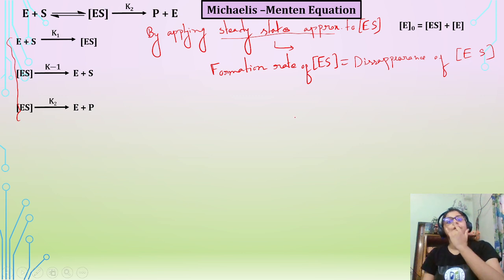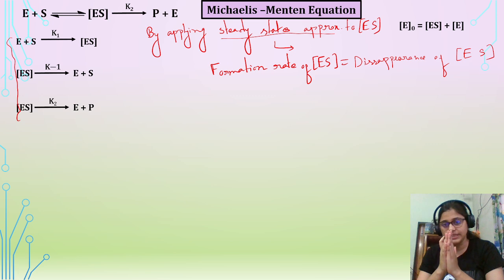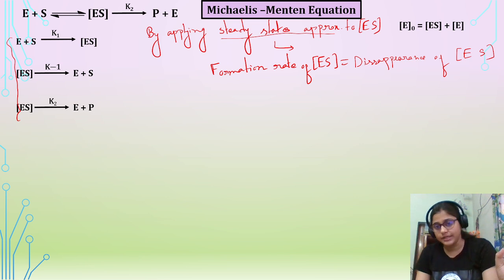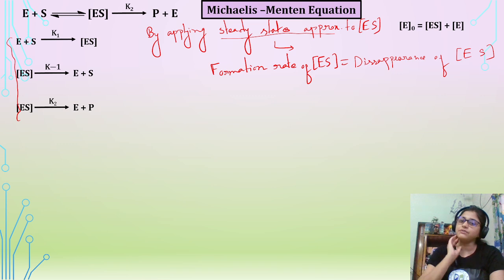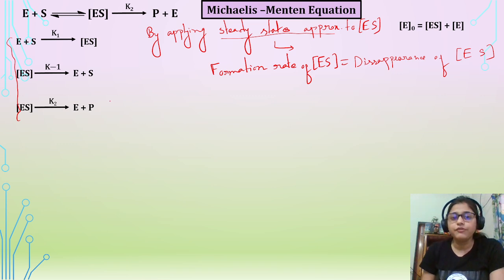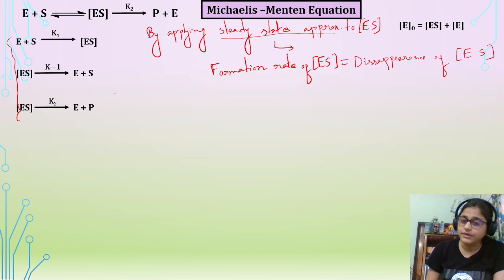So when we take the steady state approximation, we have to find out which intermediates are forming in the reaction course, and we equalize the two rates, the formation of the intermediate and the disappearance of the intermediate. Those two will be equal. So we have to find out now the rate of formation of ES.